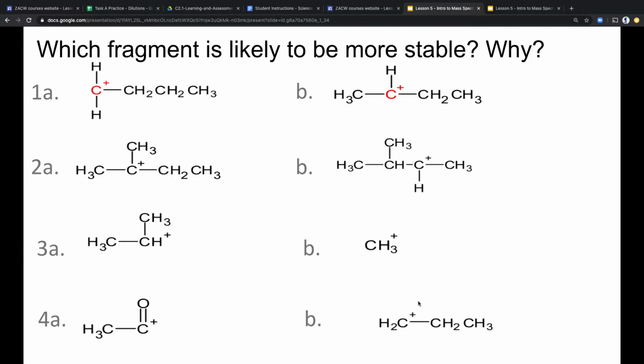All right. Show of hands for A being most stable. Show of hands for B. Yeah, you all get it. Look at that. All right. What about question 2? Anyone want to suggest what they think here for question 2? Yeah. A looks good to me. It's a tertiary carbocation for sure, versus a secondary for B.